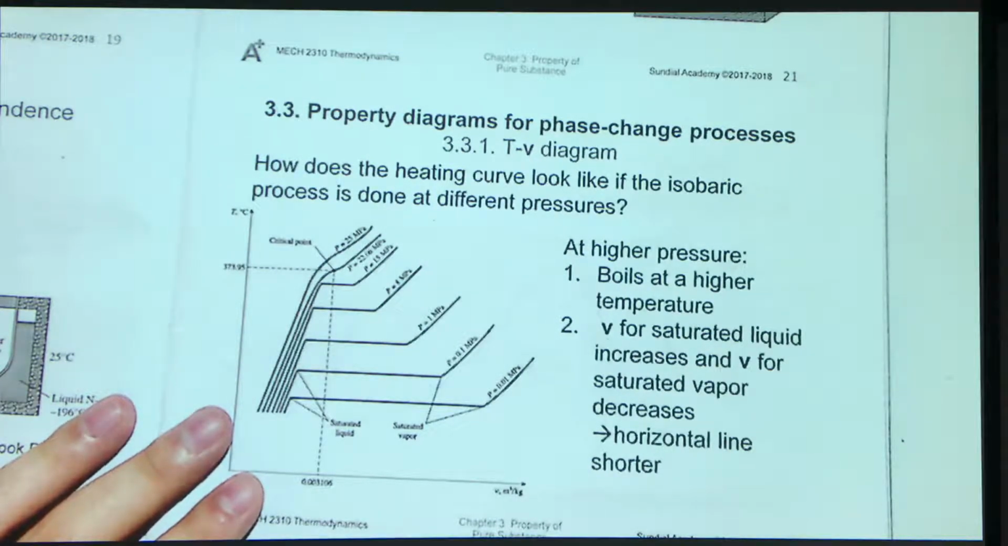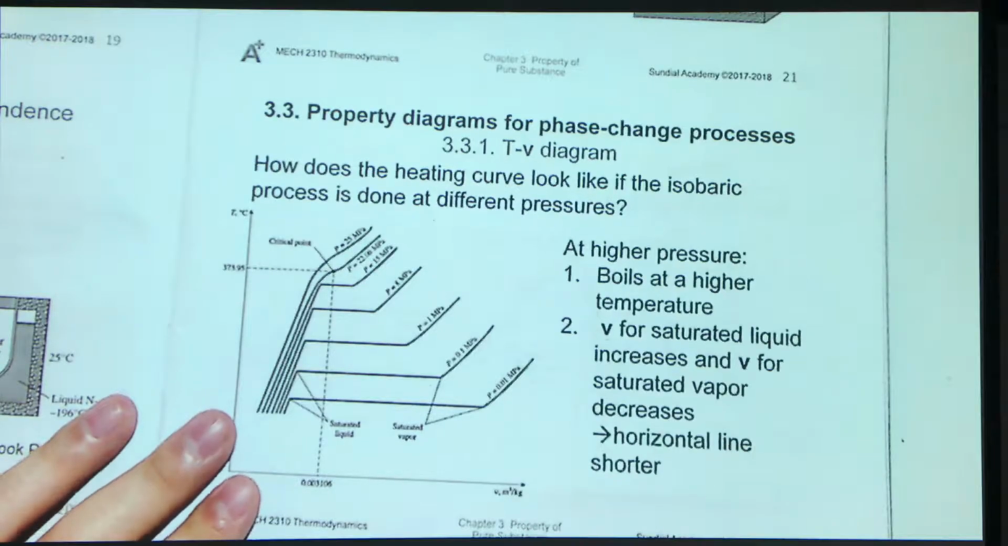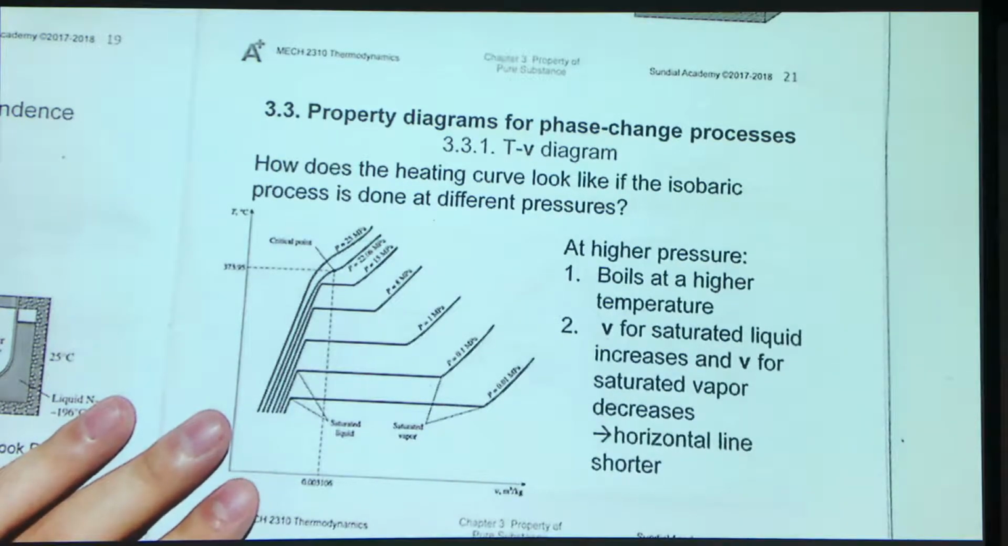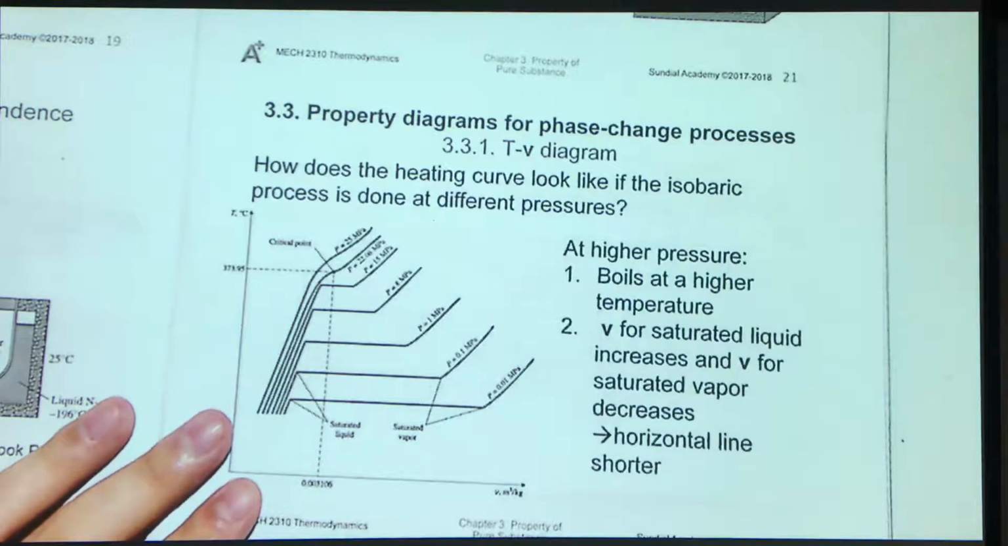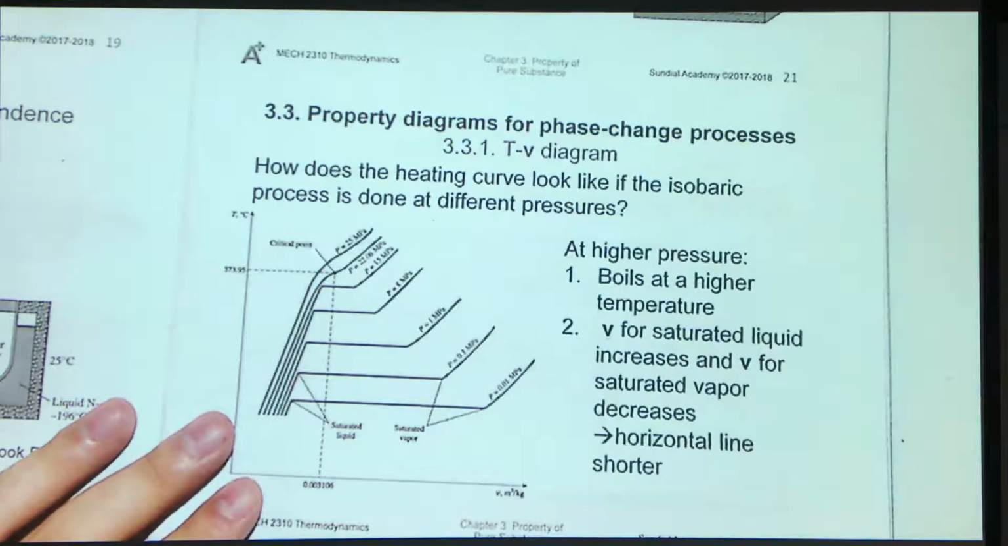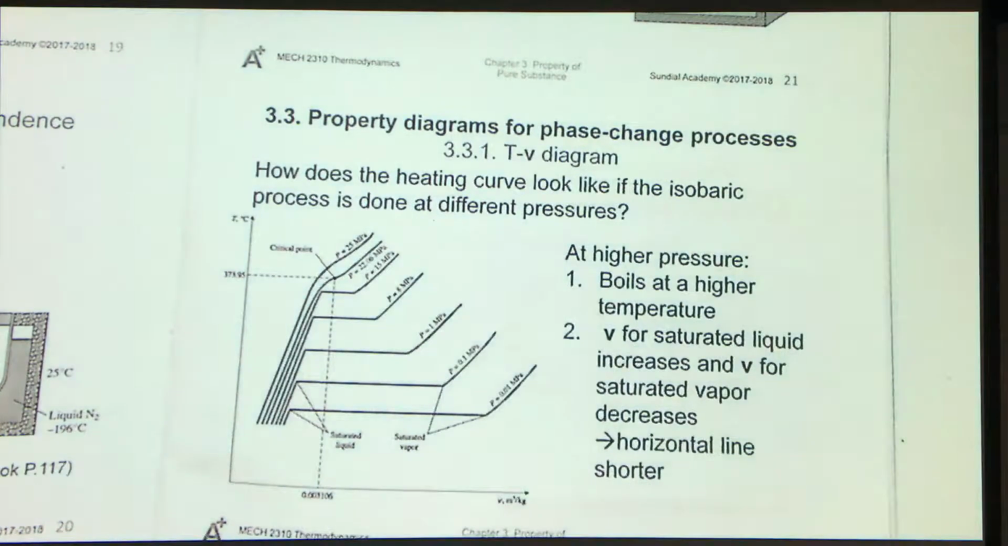So we ask a question. We have got a heating curve for the isobaric process at 1 atm pressure. But how does the heating curve look if this process is done at a different pressure? That means a pressure other than 1 atm for water. We know that we have got the heating curve for the heating process at 1 atm. But how about a different pressure? So we have obtained the curve for different pressures.